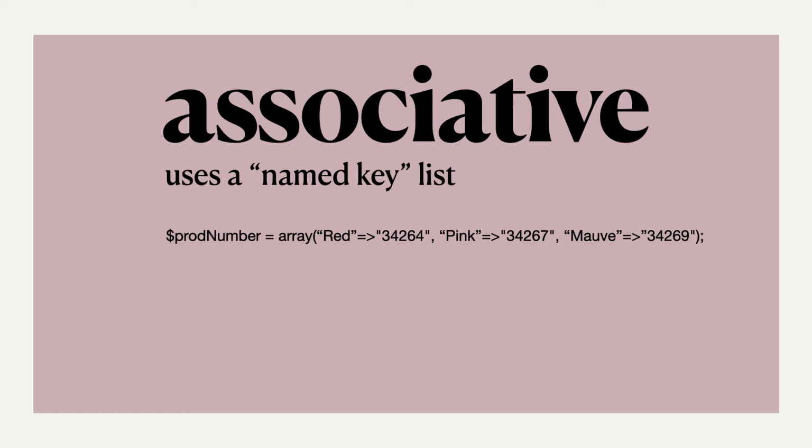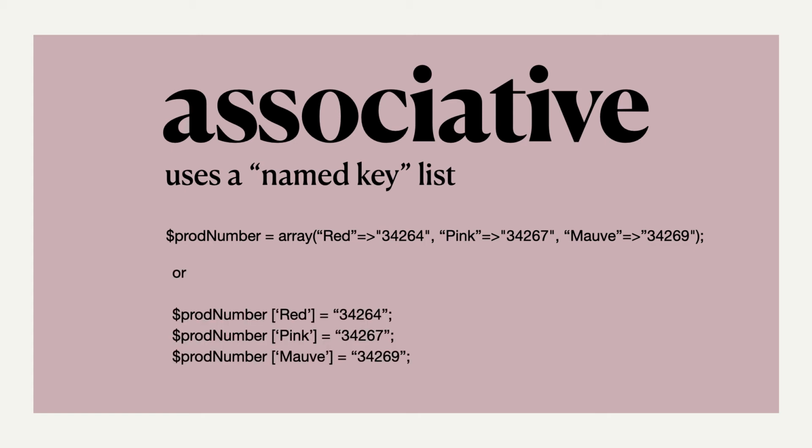The second way to do this is to assign the array items individually. Use the same variable each time, followed by an open bracket, a single quote, the key, and in this case it would be the color red, another single quote, and closing the bracket, an equal sign, and the associated value or product number. This should be surrounded in double quotes and ended with a semicolon.